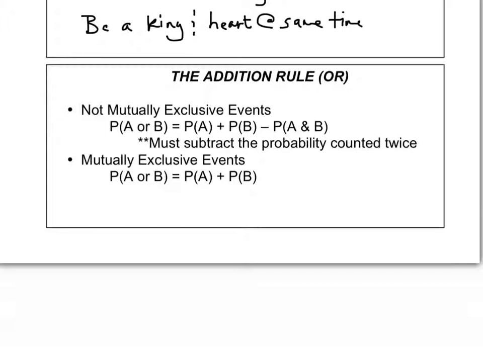For mutually exclusive events, this is very easy. We want to find the probability of A or B. They're separated. They're not sharing anything. We just find the probability of A and the probability of B, and then add them together. There's nothing to subtract, because the two groups are separated.